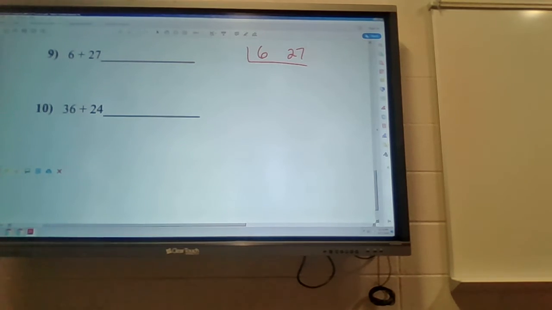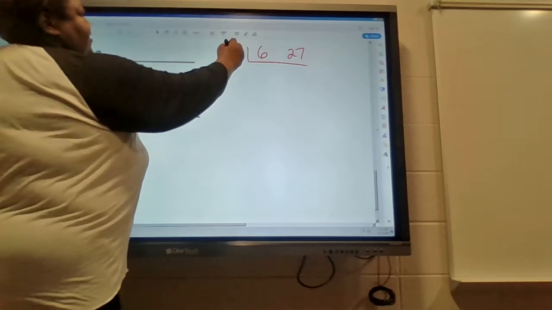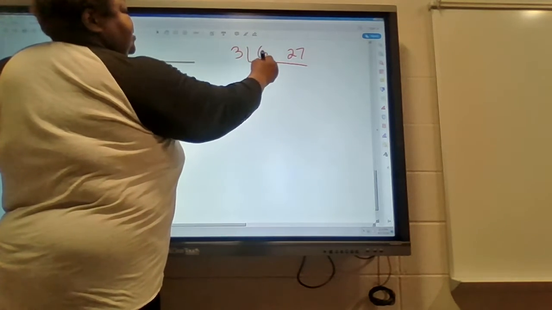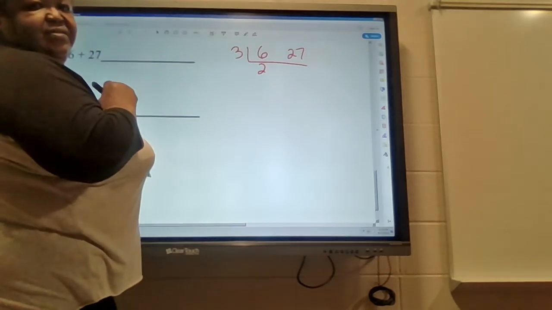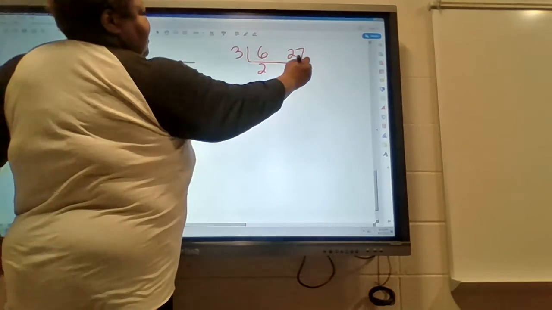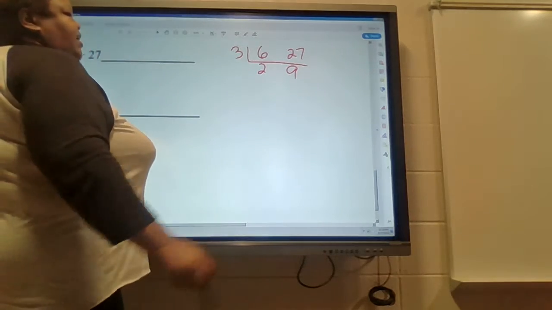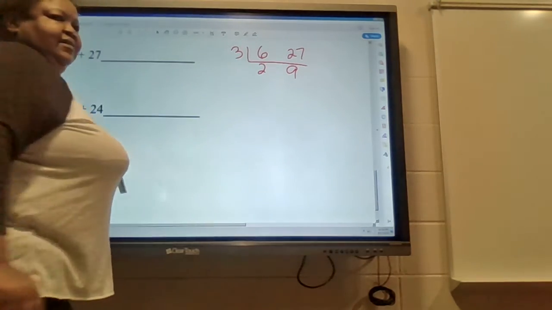So let's look at 27. 2 plus 7 is 9. That is divisible by 3. And of course, 6 is divisible by 3. So we're going to put our 3 here. 3 goes into 6 2 times, because 2 times 3 is 6. 3 goes into 27 9 times, because 9 times 3 is 27. Nothing goes into 2 and 9 except 1.